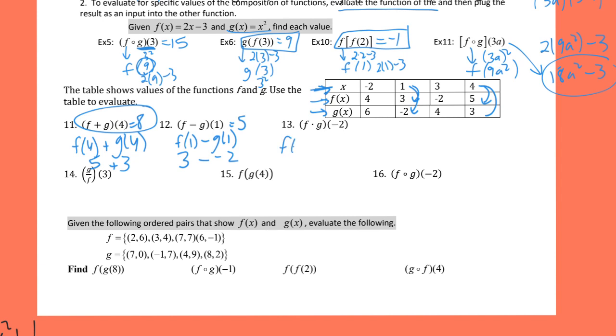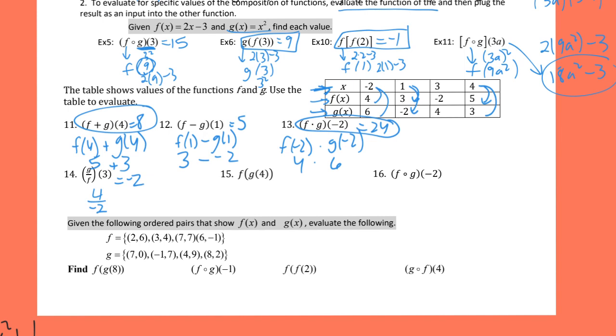Okay, F times G of negative 2. So let's do F of negative 2 times G of negative 2. F of negative 2 and G of negative 2, that's 4 and 6. That's 24. Now G of 3 over F of 3. G of 3 is going to give you 4, over negative 2, and you're going to get negative 2 as your answer.